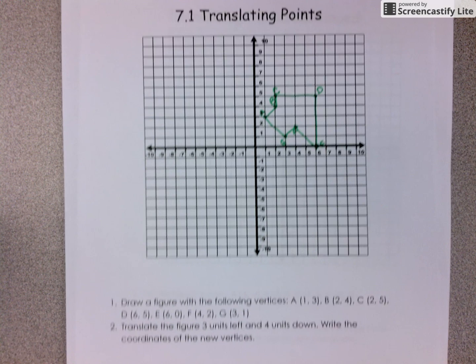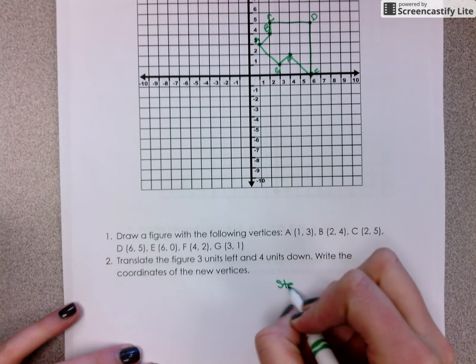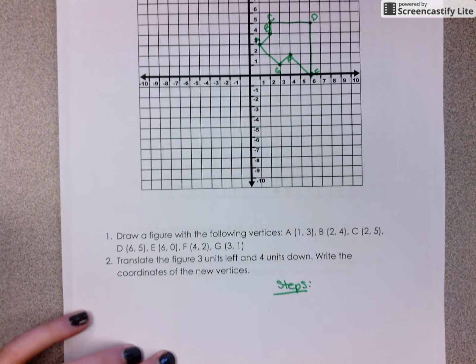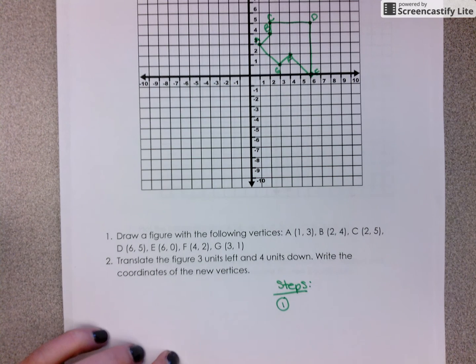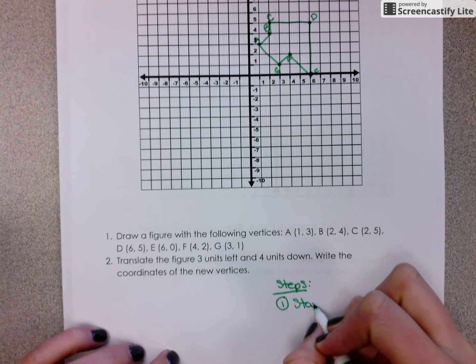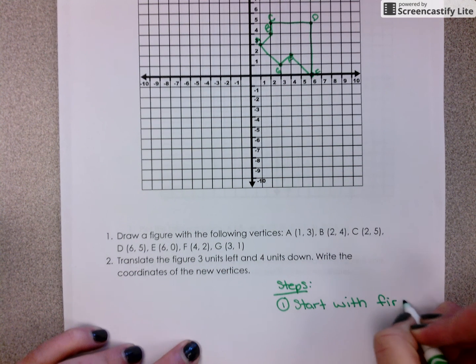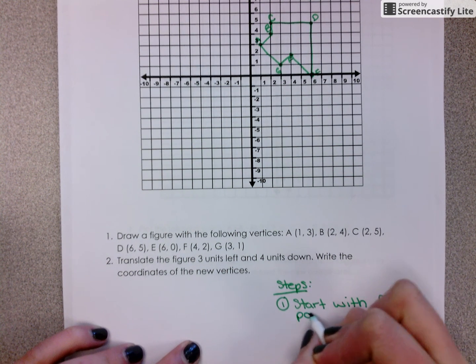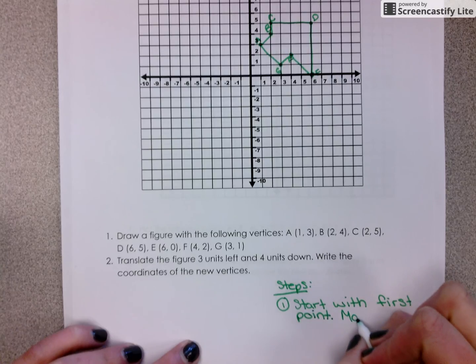So I'm going to have you write your steps down here. You'll have to write fairly small because there's not a whole lot of room. When we're asked to do a translation, I always want you to start with 1 point. So start with first point. And you are going to take that point and move it as directed. In this case, we are moving that point 3 units left and 4 units down. So we'll just write move point.